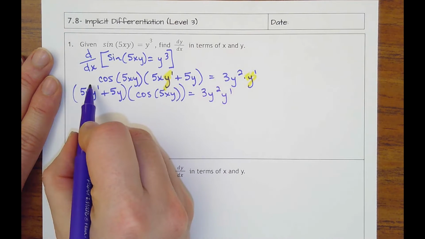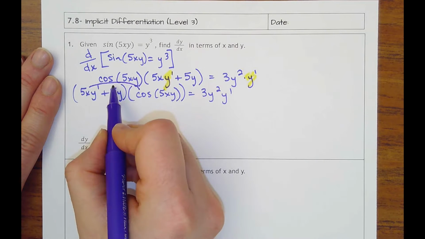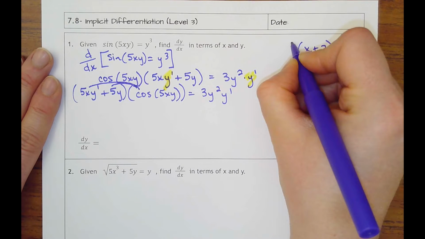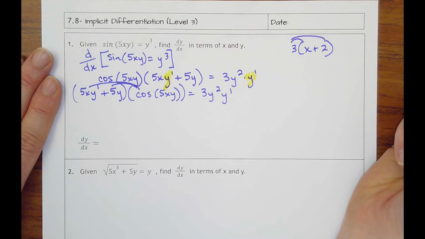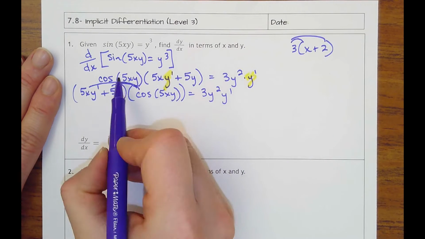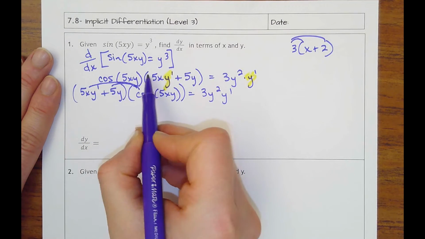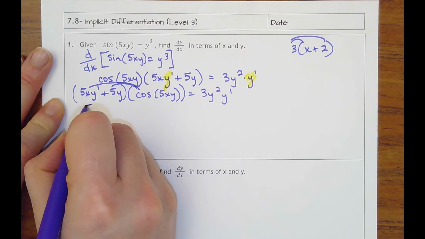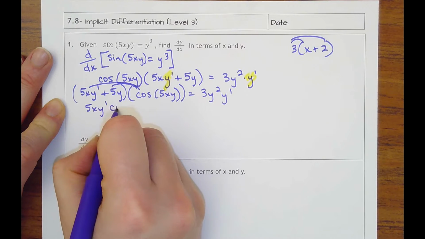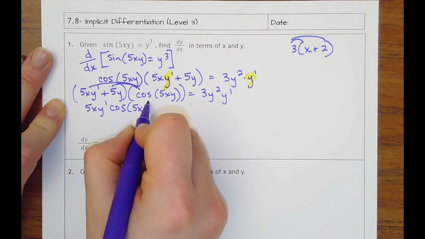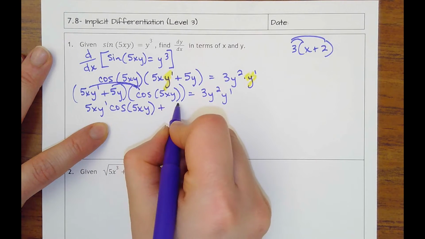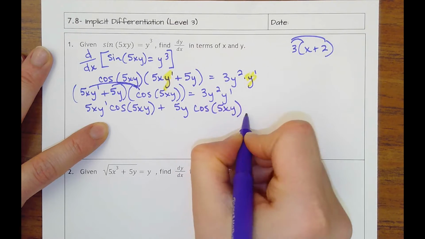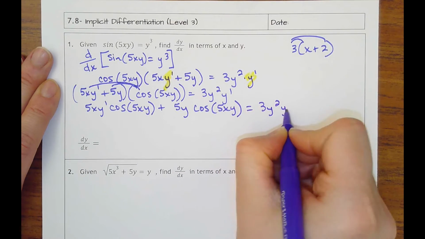So then I want you to see that you're distributing this and distributing this. So it's kind of like having something times something. Or I guess I didn't have to rewrite it. This is really your one term times two terms. Maybe that would have looked better, seeing this times this and this times this. Whatever you prefer. Okay, so I got 5xy prime times cosine of 5xy, and then plus 5y cosine of 5xy equals 3y squared y prime.